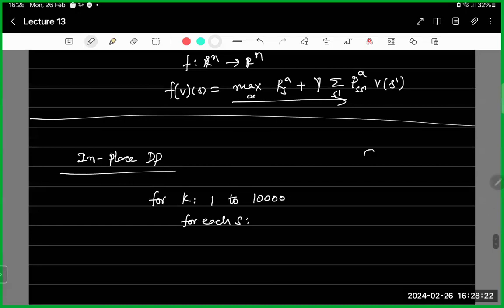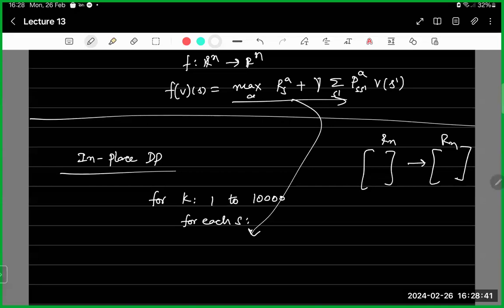Because you take an Rn vector and output another Rn vector. We start with some arbitrary V naught, which is an n-dimensional vector, and we apply this expression for each component of that vector. So for each S, we'll write this. Correct? This is how we'll implement a value iteration algorithm.